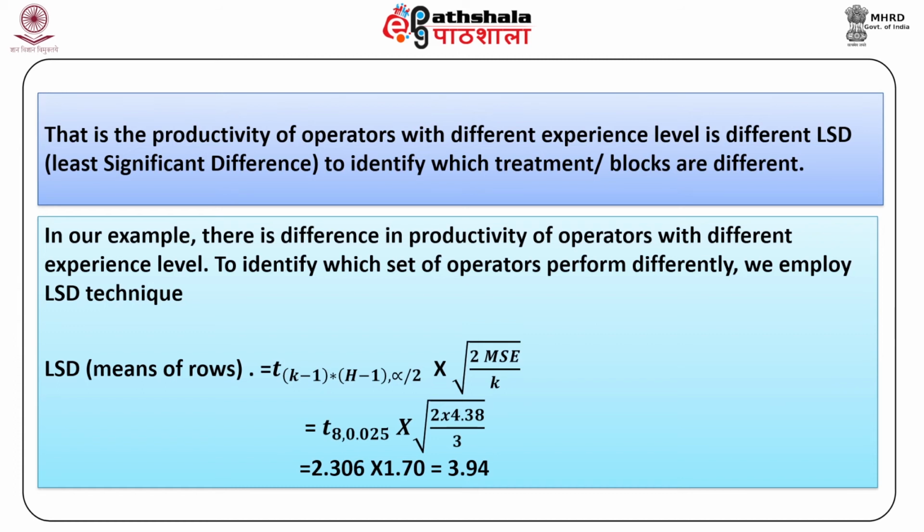Let's find out with the help of this LSD technique, which is nothing but means of rows, for a given formula, which we have already emphasized 2-3 times, is equal to t for a degree of freedom (k minus 1) into (h minus 1) and alpha by 2 multiplied by under root of 2 MSE upon k. So if I substitute these values, the t value comes out to be 2.306 and the under root value comes out to be equal to 1.70. Once we multiply them together, we get 3.94.